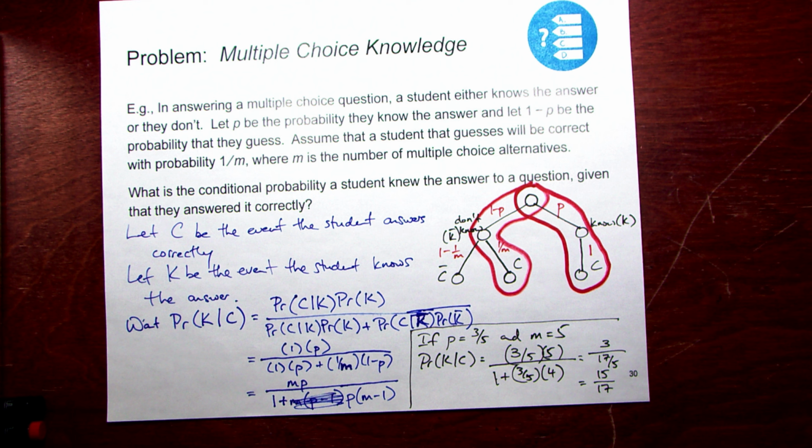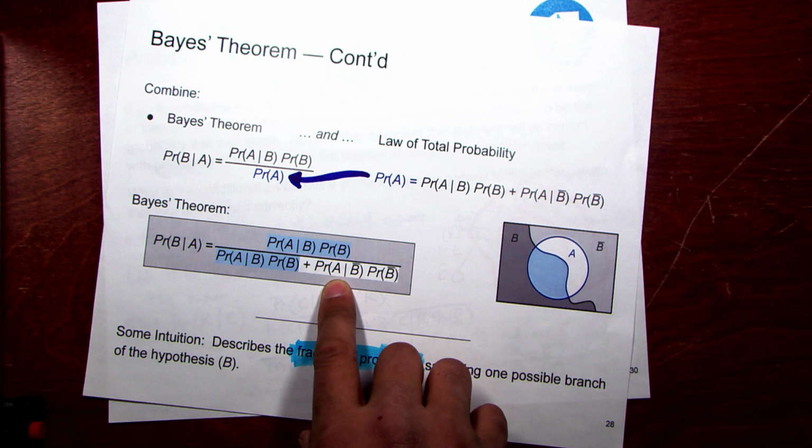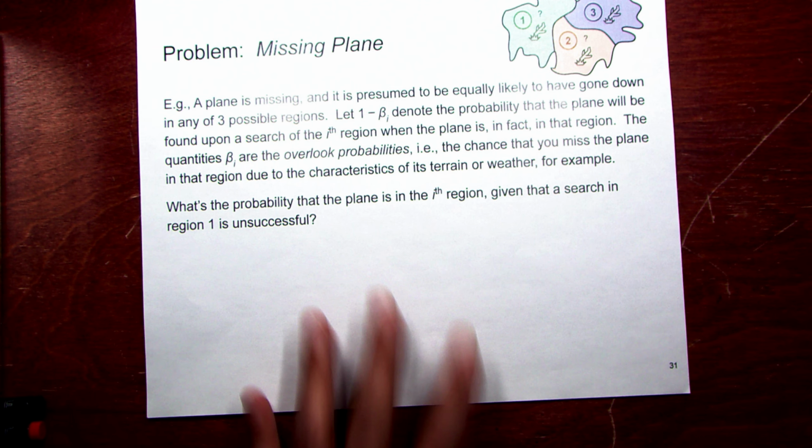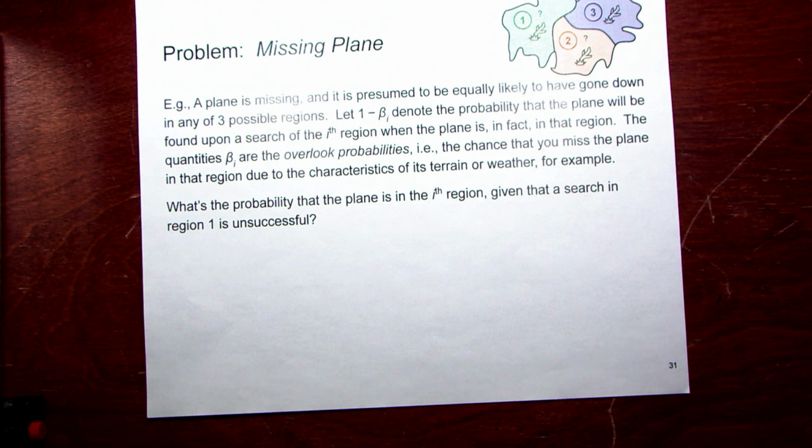Questions about this one? Feel pretty good? All right, one more case for Bayes' theorem. And I want to use a different law of total probability than this one, where there are multiple cases, not just B and B bar. To get three or more cases in there, we're doing 3 cases. We're going to do the missing plane problem.